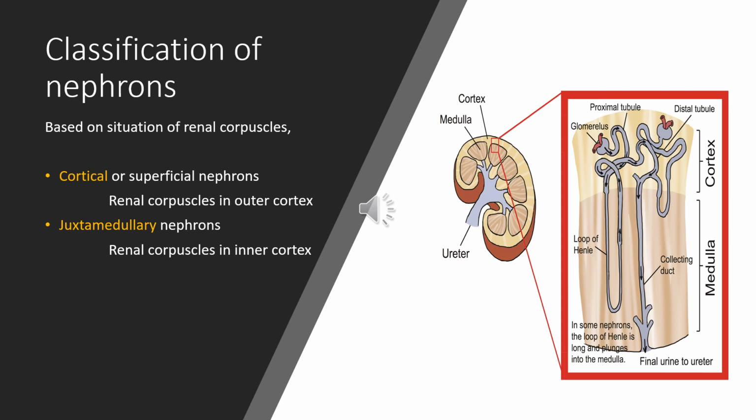Classification of nephrons. Based on the position of renal corpuscles, nephrons are classified into two: cortical nephrons and juxtamedullary nephrons. The cortical nephrons or superficial nephrons are those whose renal corpuscles are situated in the superficial layer of the cortex, that is the outer cortex, whereas juxtamedullary nephrons are those whose renal corpuscles are situated nearer the corticomedullary junction or the inner cortex.